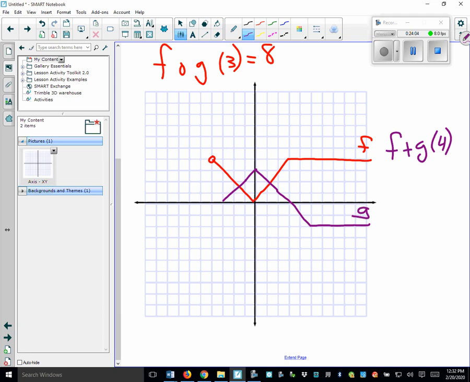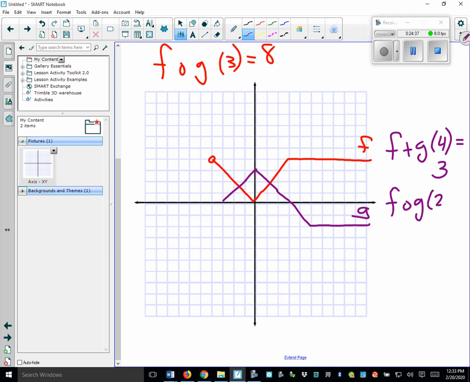Okay, wait. f of 4. f of 4 is what? f of 4 is 1. 3 plus negative 1 is 3. So this is 3, right? That's easy.